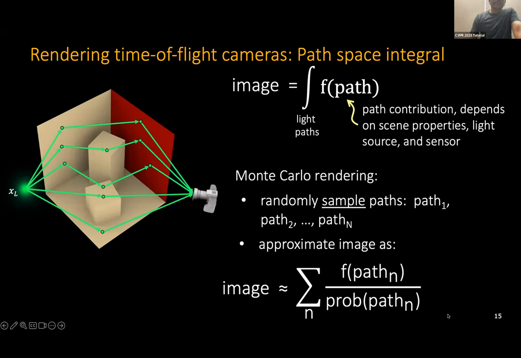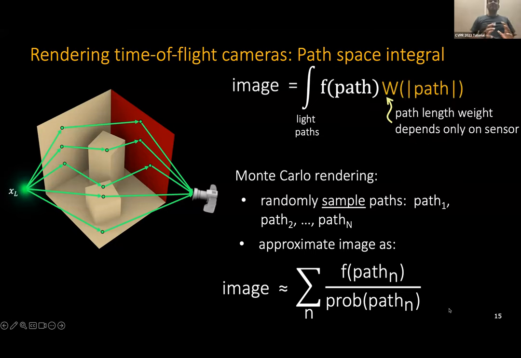So the time of flight cameras, all they do is weigh light paths based on a function that depends on the camera and optical path. So all we need to do to get the path space integral for time of flight cameras is take this intensity integral and multiply it with a path length weighing function. This path length weighing function changes based on what time of flight camera we have.